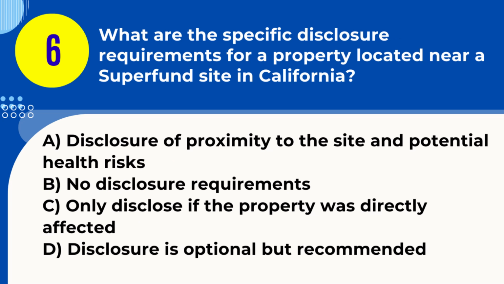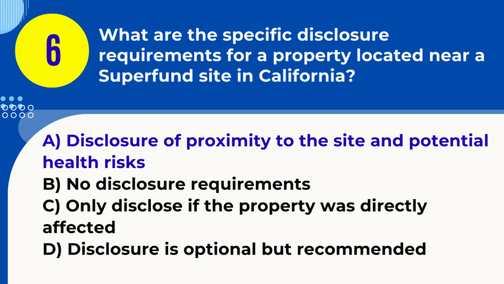Question 6. What are the specific disclosure requirements for a property located near a Superfund site in California? A. Disclosure of proximity to the site and potential health risks. B. No disclosure requirements. C. Only disclose if the property was directly affected. D. Disclosure is optional but recommended.